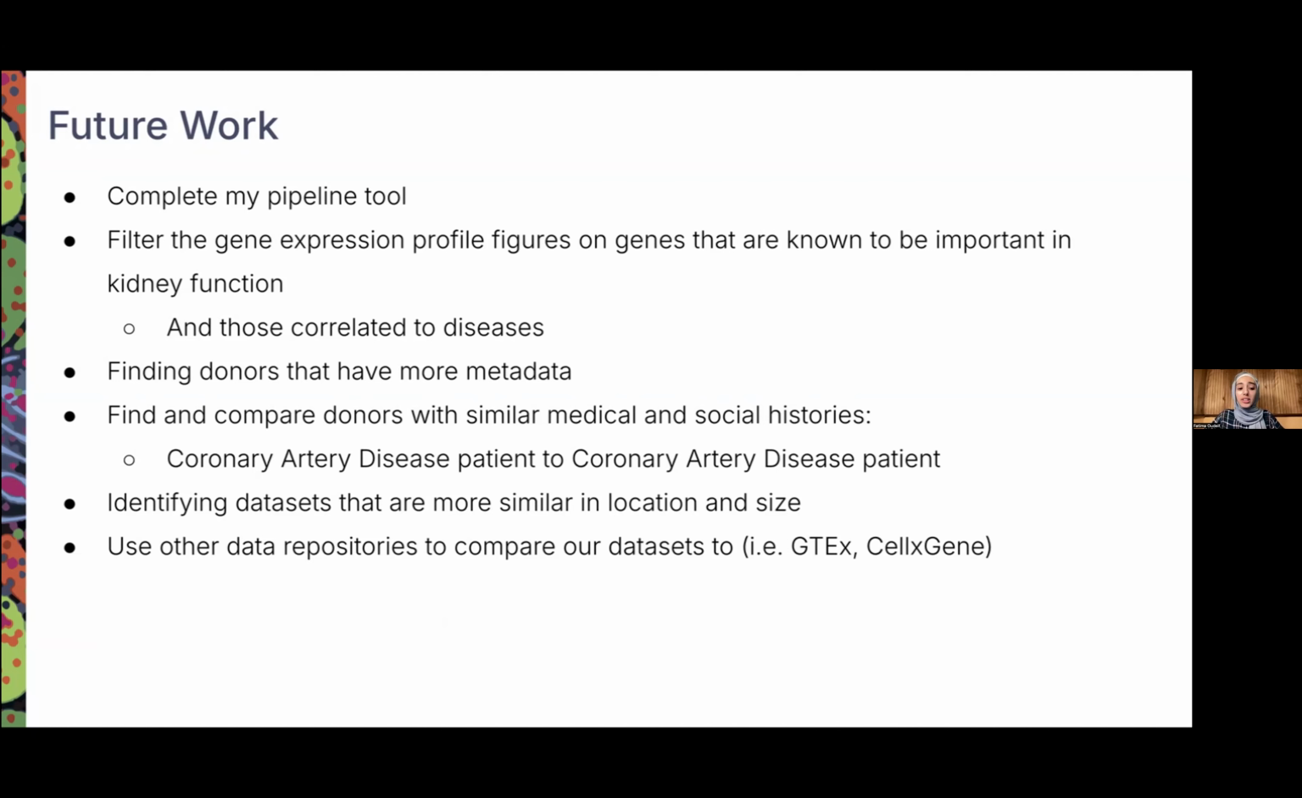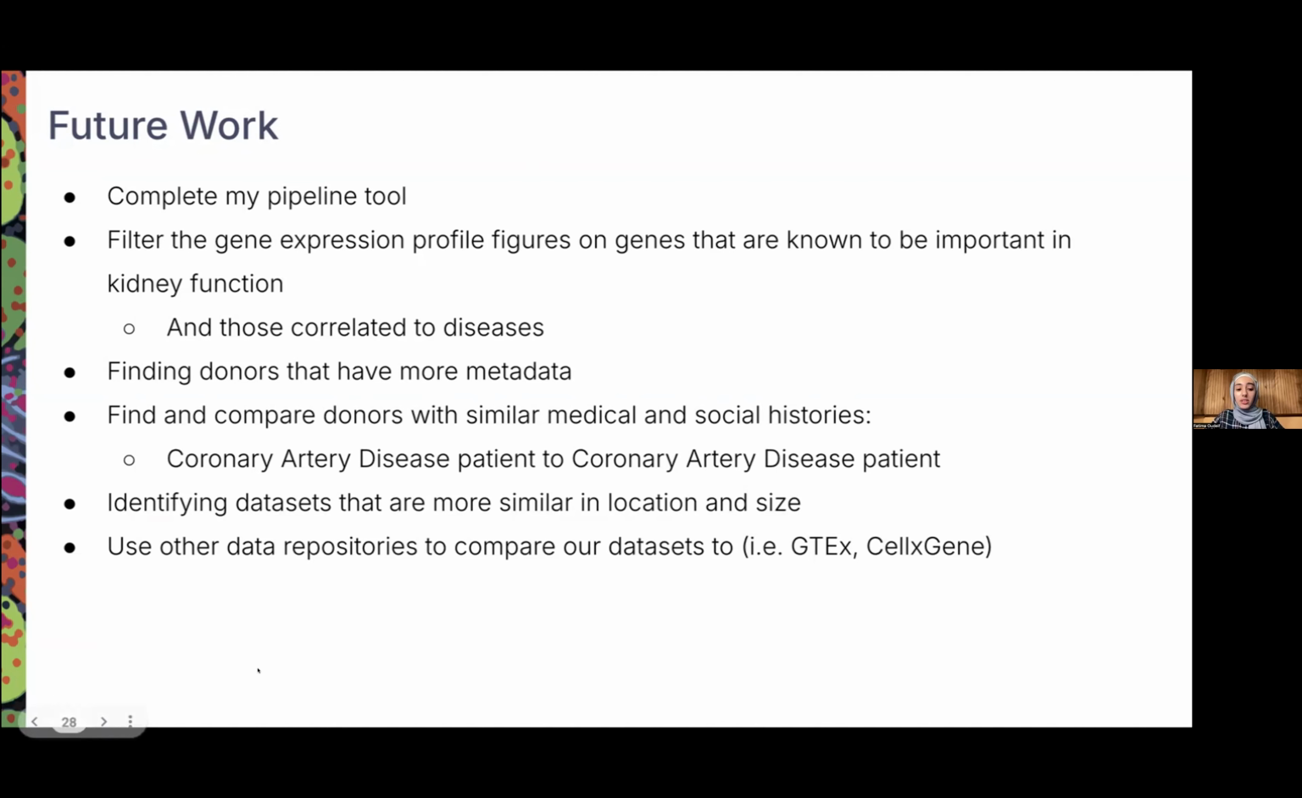We also want to find donors that have more metadata because that is more valuable information for us. And we want to find and compare donors with similar medical and social histories. For example, we want to compare a coronary artery disease patient to a coronary artery disease patient so we could see how similar they actually are. Because if they are very similar, then that's a good sign. That means our pipeline is doing what it's supposed to do to identify the differences in gene expression when it comes to donor metadata.